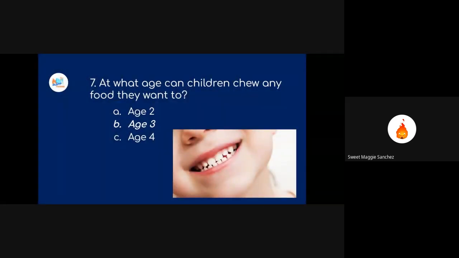On number 7, at what age can children chew any food they want to? So the correct age is 3. At age 3, usually a child has a full set of baby teeth. But that doesn't mean you can give them just anything. So, still with caution, because they're still baby teeth.